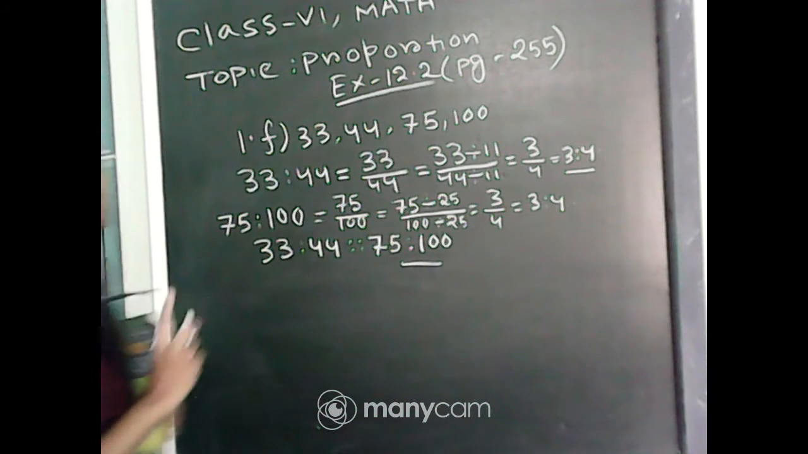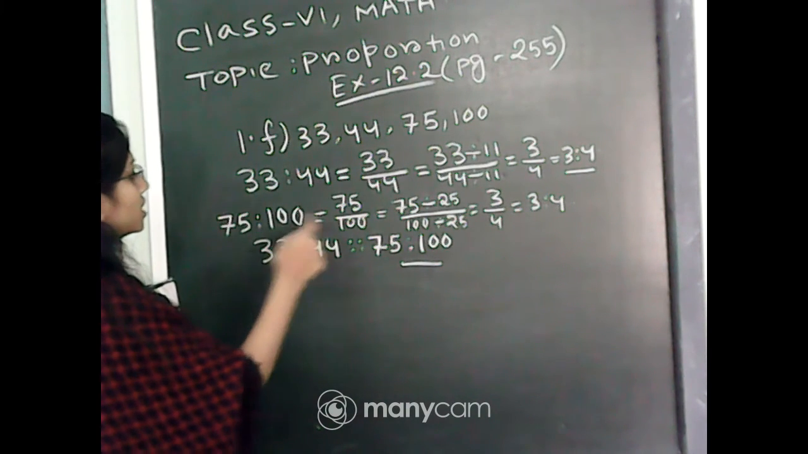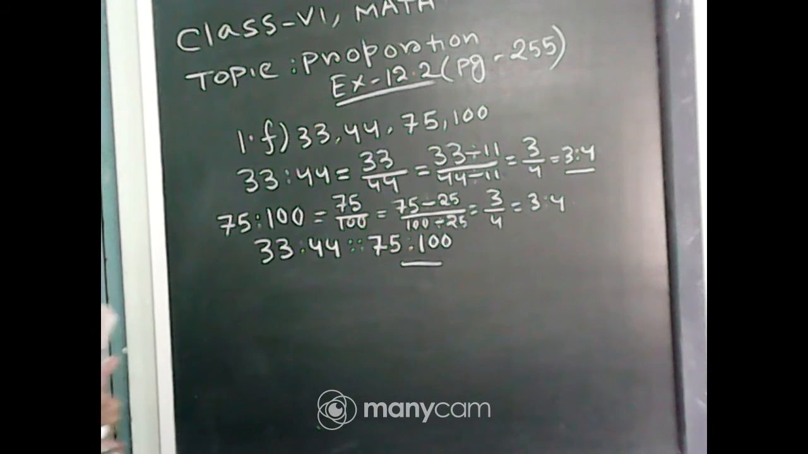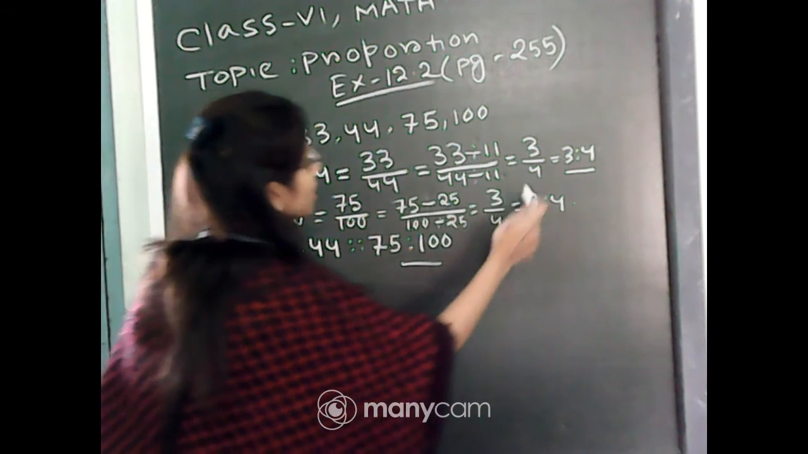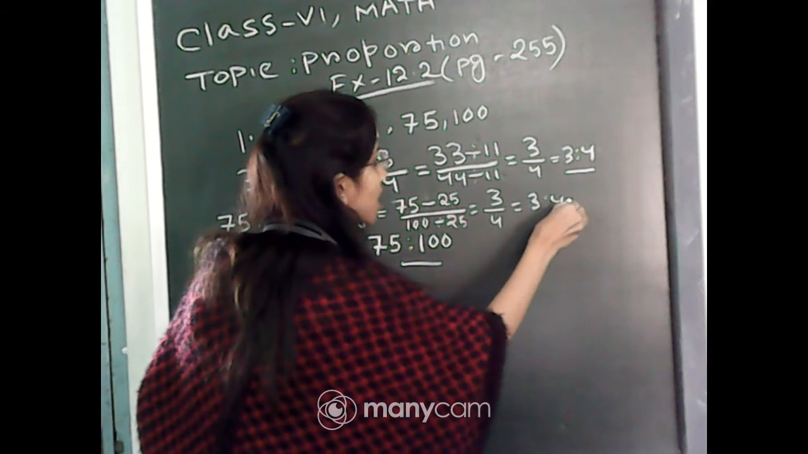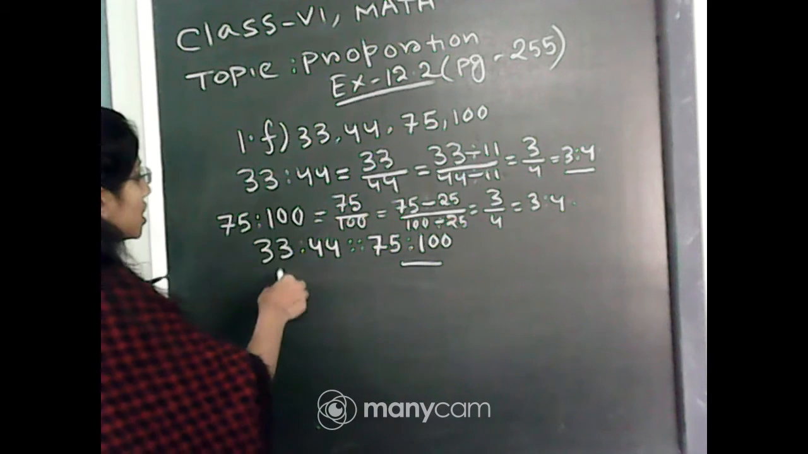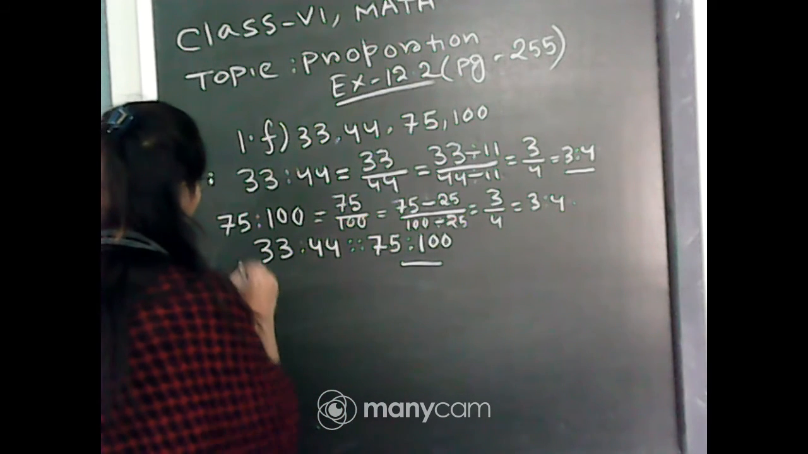Again we find the ratio of 75 and 100. Now 75 is to 100 is equal to 75 divided by 100. The HCF of 75 and 100 is 25. Therefore, we divide both the numerator and the denominator by 25 and we get 3 is to 4. Here both the ratios are equal, and we know that if two ratios are equal, the quantities are in proportion. So, 33 is to 44 as 75 is to 100. That is, they are in proportion.